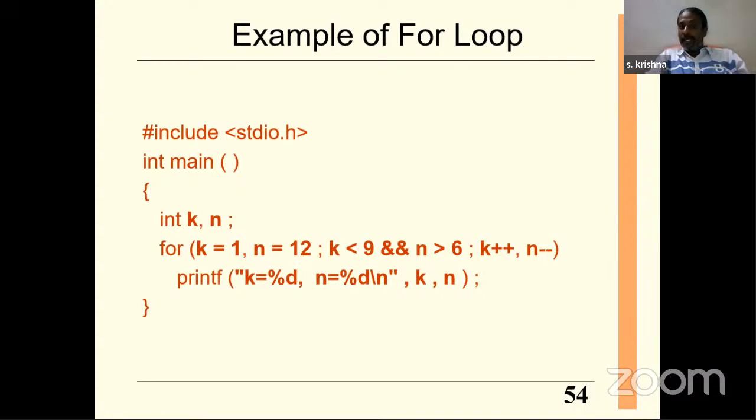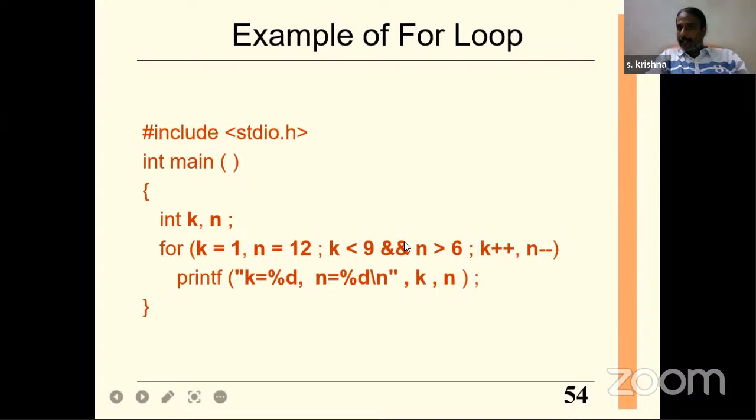Now we are checking a logical condition. Expression 2 will give the logic. If this logic is true, then this statement will be printed. Otherwise, it will not be printed. So if k is less than 9 and it is an AND operation. We talked about the AND operation, right?